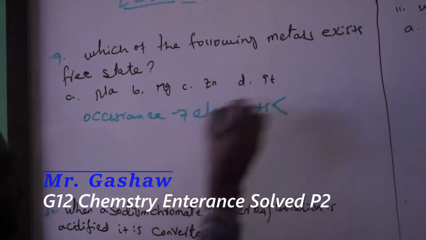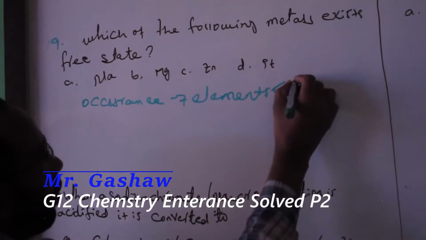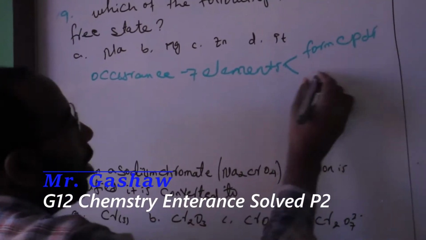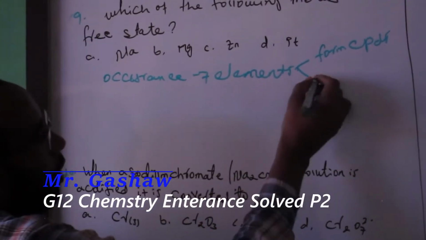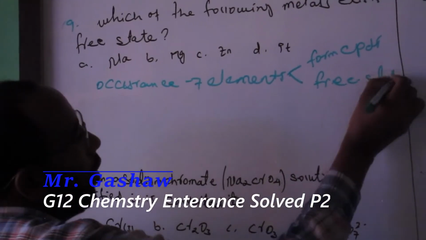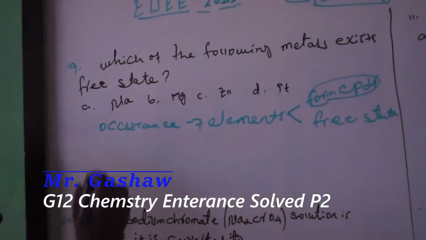Occurrence of elements. That means elements occur in two ways. The first one is they occur in the form of what? In the form of compounds. And the second one is they occur in the form of what? Free states. Free state.